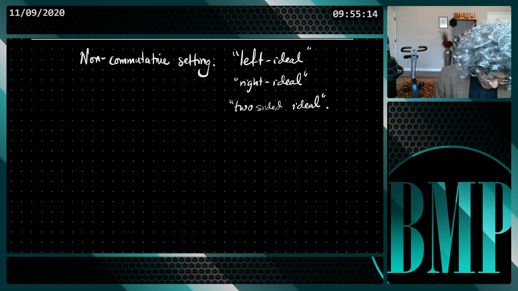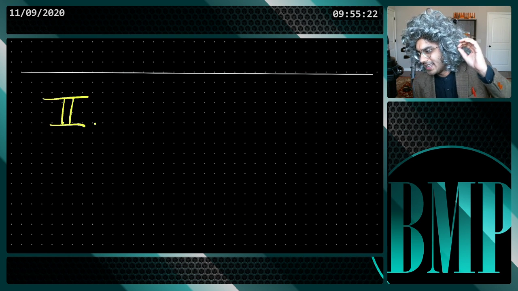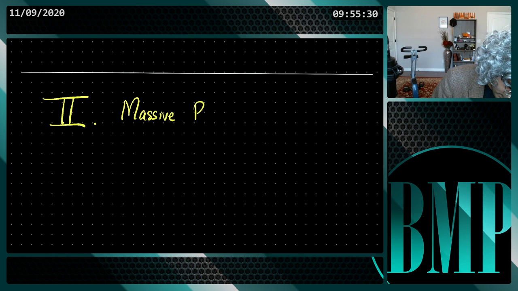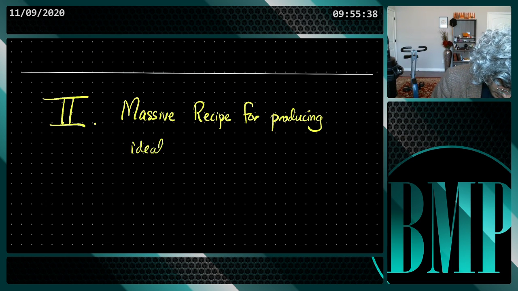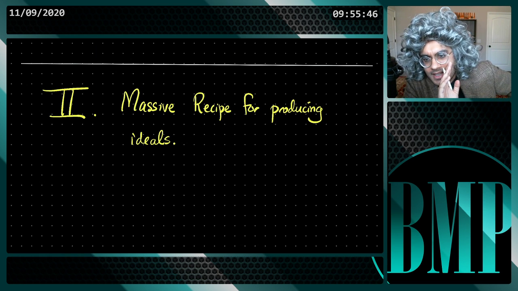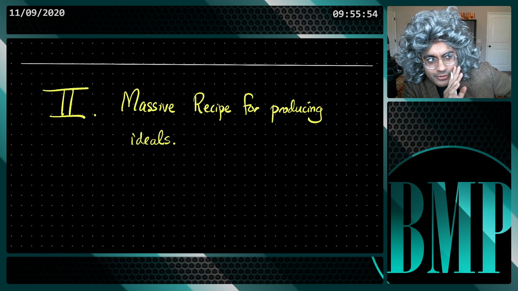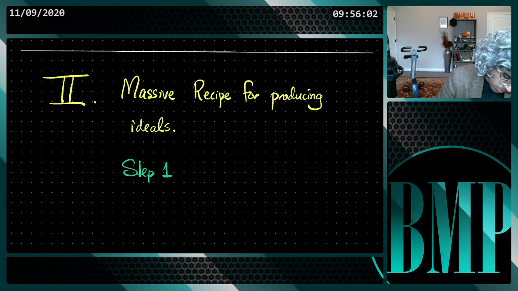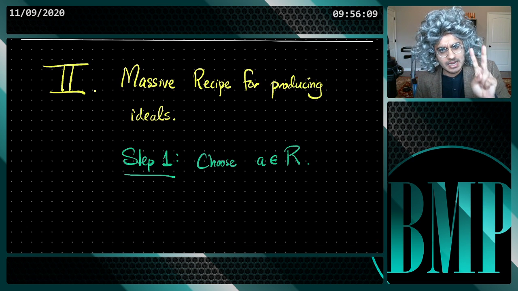Okay, great. So now I'm going to show you part 2. Here is a massive recipe for producing ideals. It's a wonderful recipe. You should think of it as analogous to a cyclic subgroup. That was a massive recipe for producing a subgroup quickly when you have a single element. Okay, here are the 2 steps. Step 1: choose an element. Step 2: write this down.